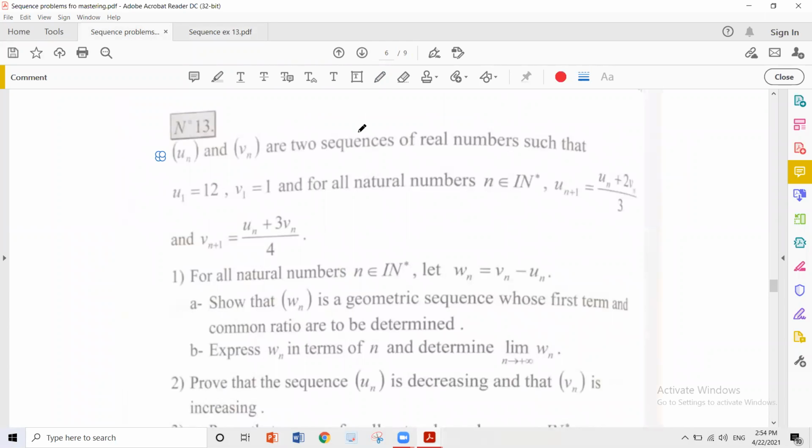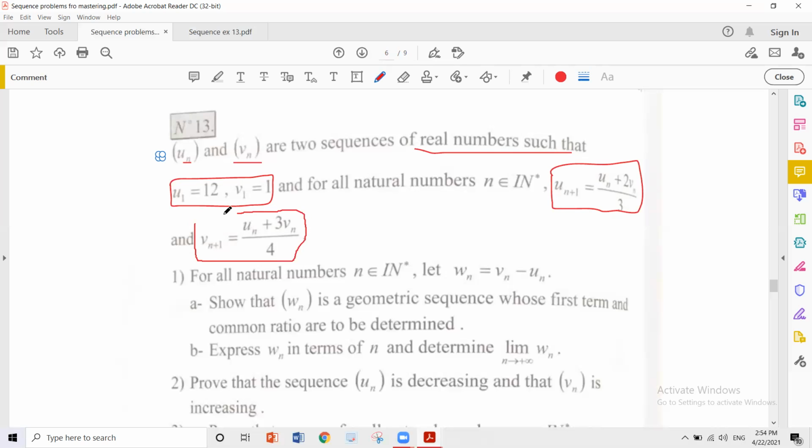Exercise 13. Un and Vn are two sequences of real numbers where U1 equals 12 and V1 equals 1, and Un plus 1 equals (Un plus 2Vn) over 3 and Vn plus 1 equals (Un plus 3Vn) over 4.